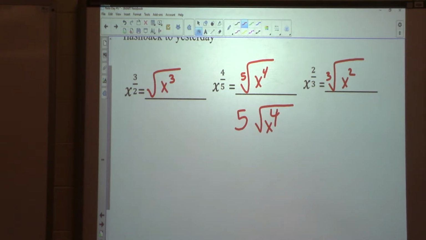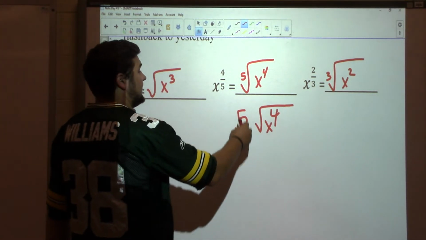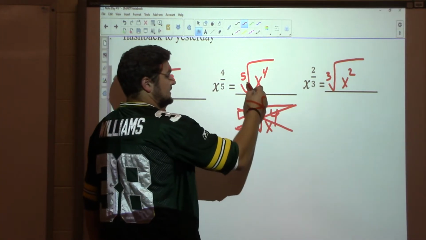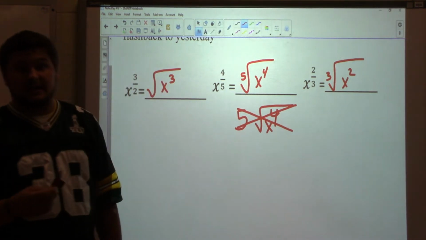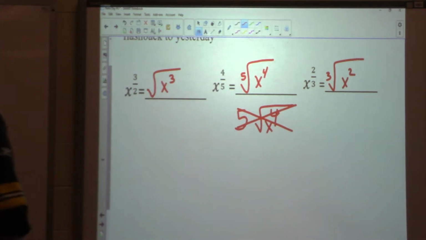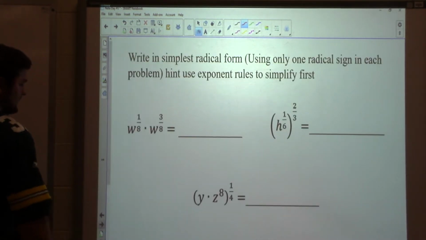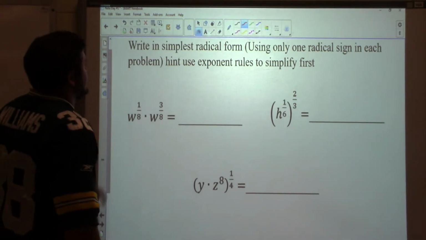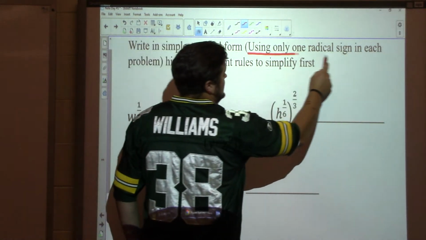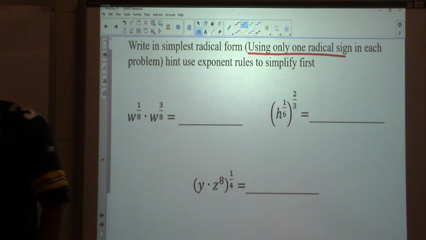You need to be really careful when you're writing these. That 5 needs to be in the root spot. It needs to be inside there. Alright? Do not put it in front. That does not mean the same thing. Okay, I'm glad we're on the same page there. Alright, anyway, what? 3 problems left and we're done? Yeah. Sweet. Alright, write in simplest radical form, aka using only one radical sign.